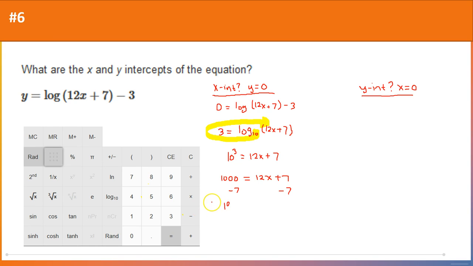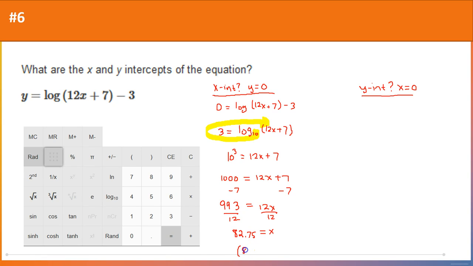So this ends up being 993. Okay, and then we get 12x. Then we divide by 12 on both sides. So x equals 993 divided by 12. And 993 divided by 12 gives you 82.75. So that is your x-intercept.